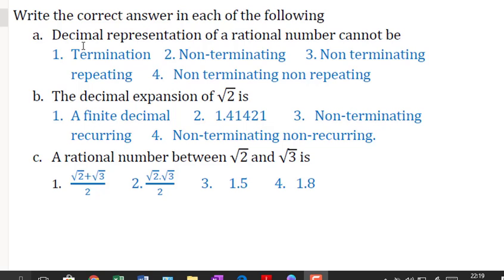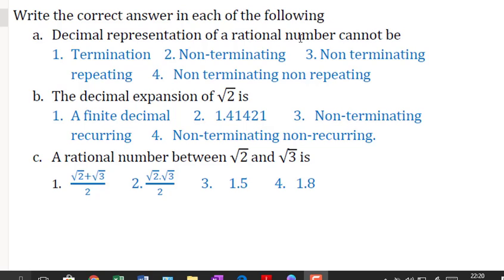First question is: the decimal representation of a rational number cannot be. Now the options are terminating, non-terminating, repeating, and non-terminating, non-repeating. This first option is terminating. Okay, so the decimal representation of a rational number cannot be.